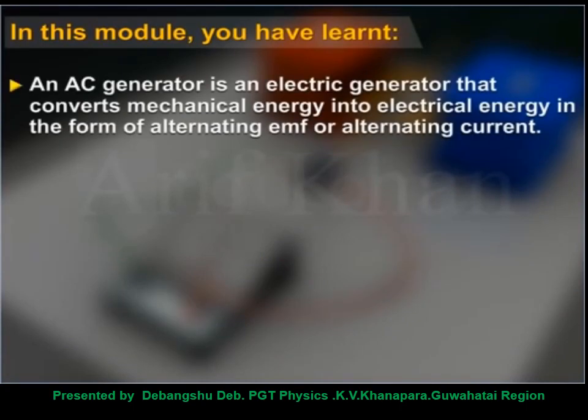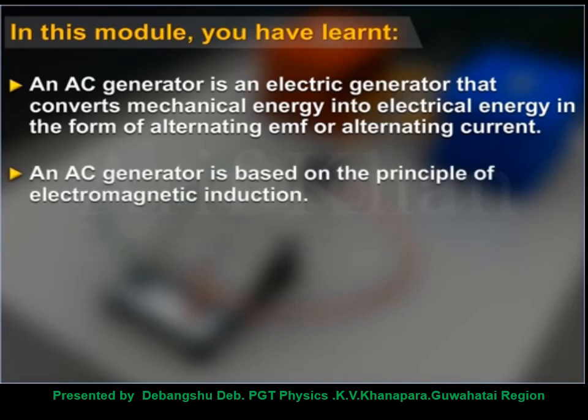So AC, what you have learned here, the AC generator, the electrical generator converts mechanical energy into electrical energy in the form of alternating EMF and alternating current.